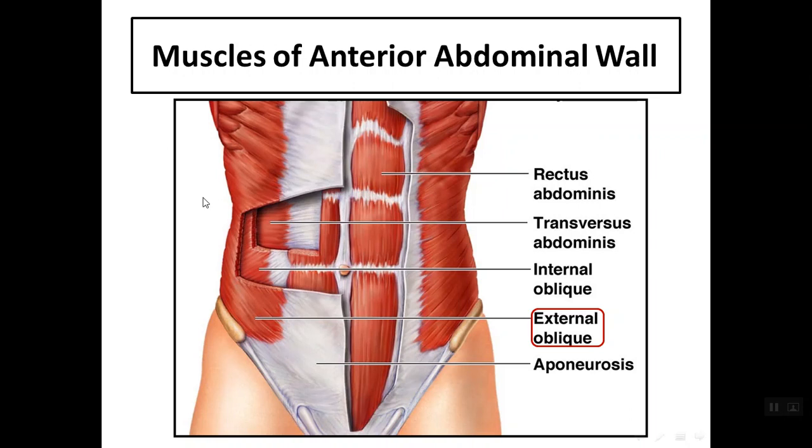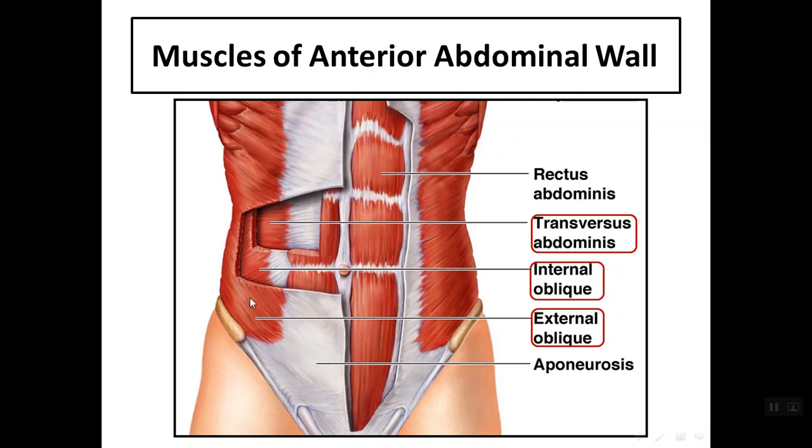Muscles of the anterior abdominal wall: we have three thin sheet muscles. The outer one is the external oblique muscle. Next to it is another thin sheet muscle called internal oblique, and next to it is the transversus abdominis muscle. Why do we call it oblique?